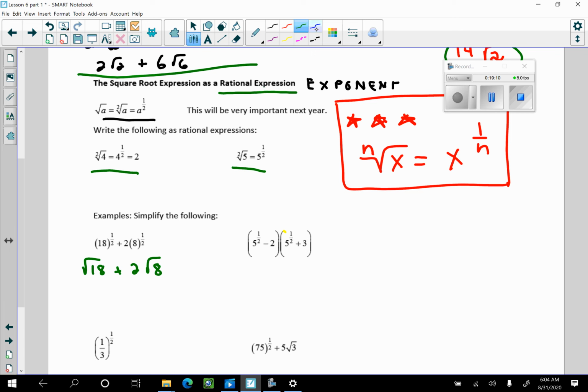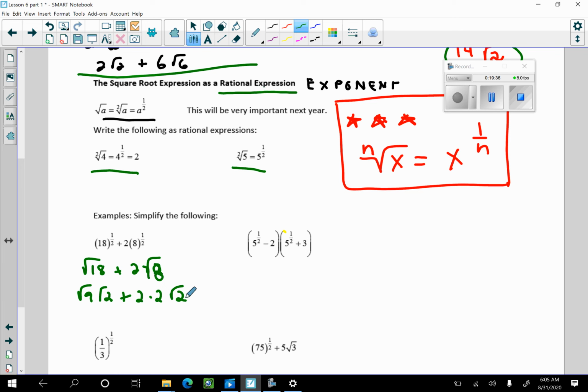We know the square root of 18 is the square root of 9 times the square root of 2. And we know that the square root of 8 is 2 square root of 2, so this is going to be 2 times 2 square root of 2. Pause the video.